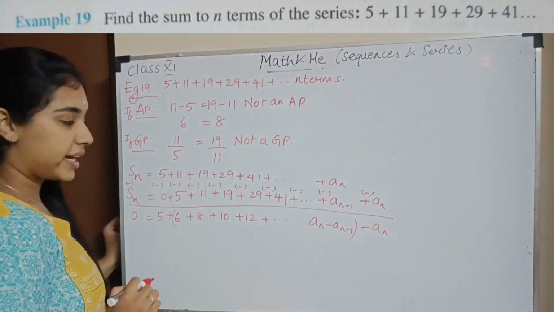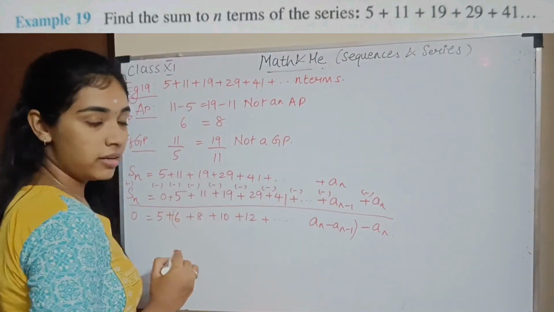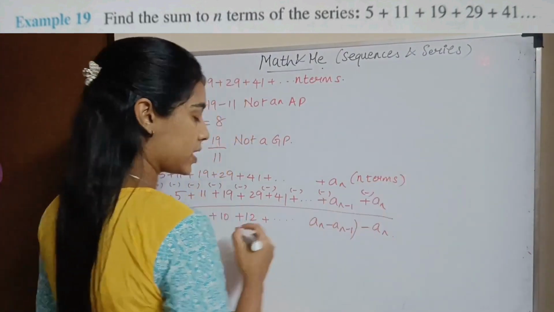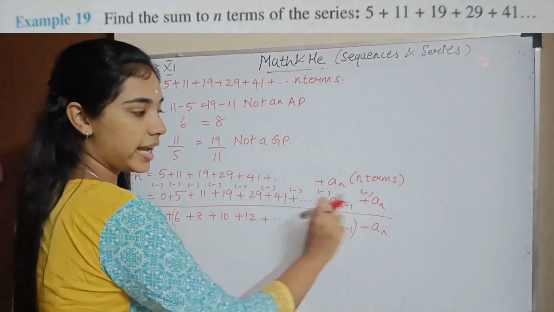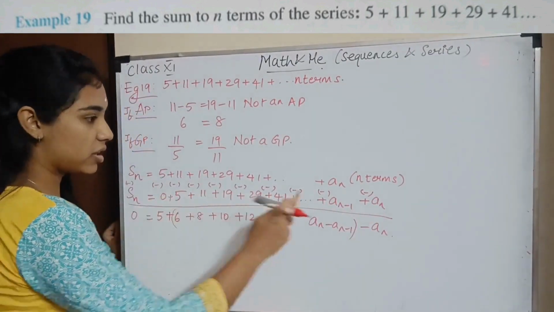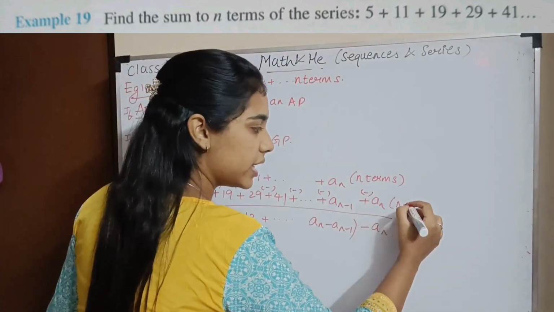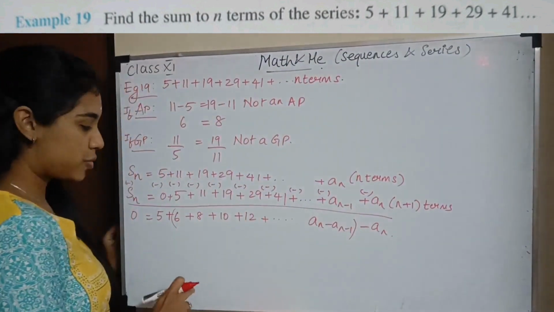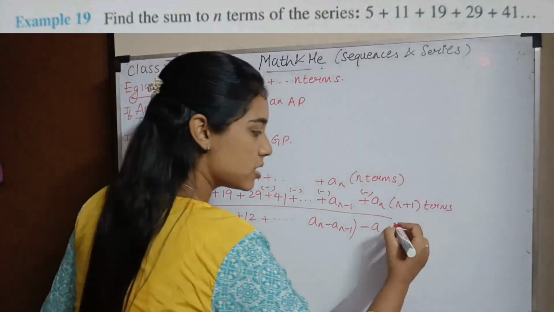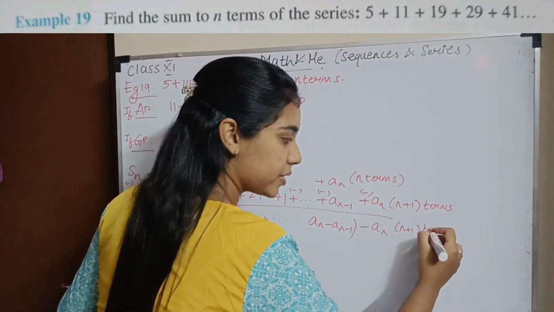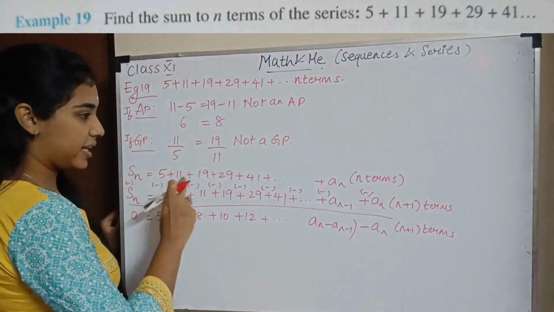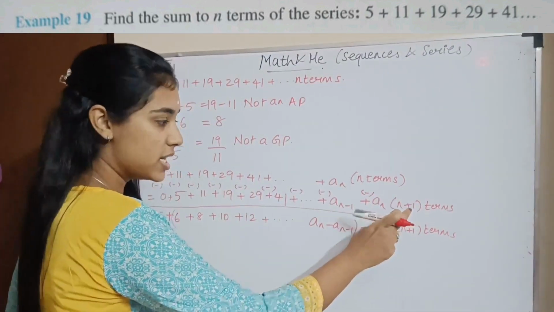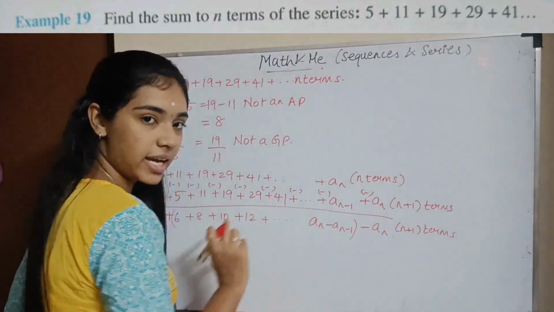So how many terms do I have here? Here, a1 to an, I have n terms. Here, a0 to an, how many terms do I have? I have one extra term here. You see that? So I have n plus 1 terms. You see why? Here I have n terms, and the plus one is the extra term. So I have n plus 1 terms. So the final answer also has n plus 1 terms.